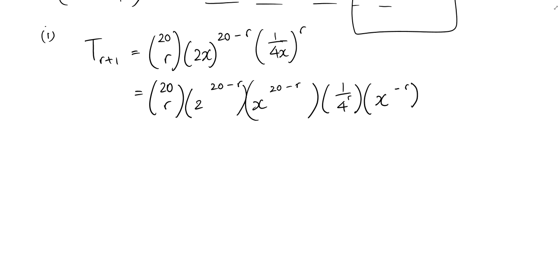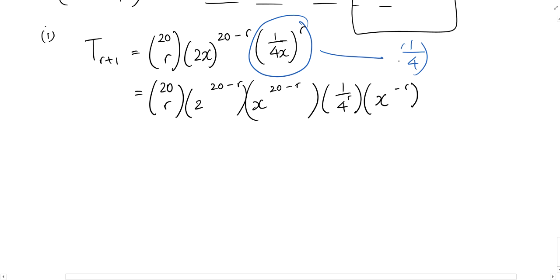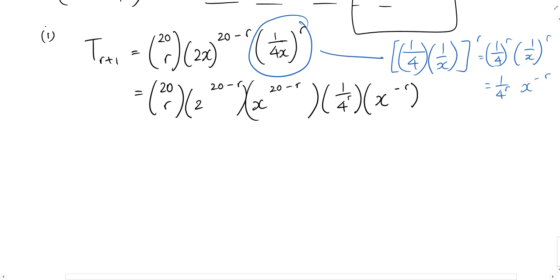This portion over here is the same as 1 over 4, 1 over x, power r. Agree? So I can break it up: 1 over 4, power r, 1 over x, power r, which is the same as 1 over 4, power r, x to the power negative r. You want 4 to the power negative r? Can. But I just prefer to put it this way.